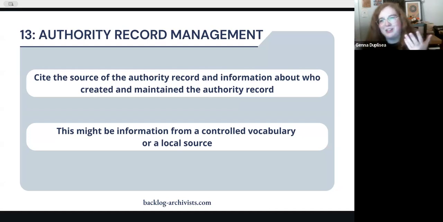So I'm getting in the weeds here a little bit, but basically if you're creating authority records and deciding how people in your collection should be talked about, document that and make sure that it's used consistently across your collections. Next slide, please.